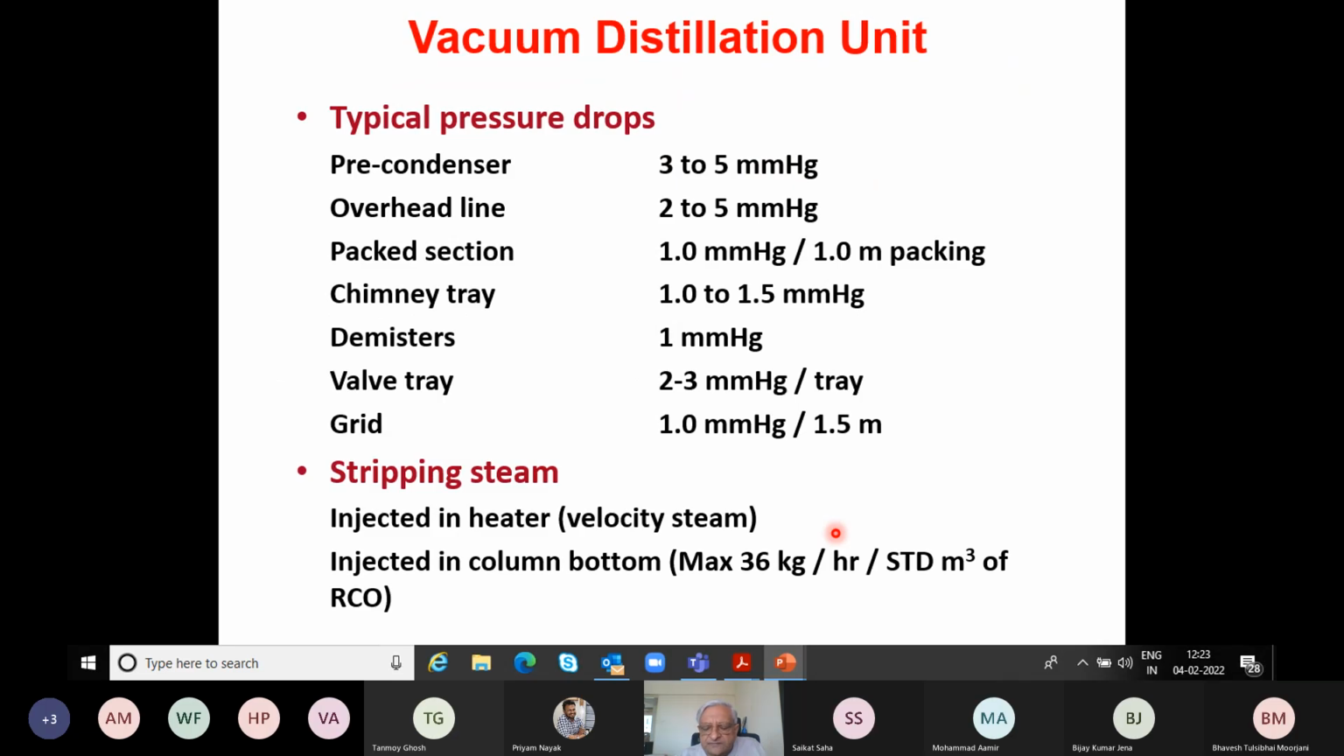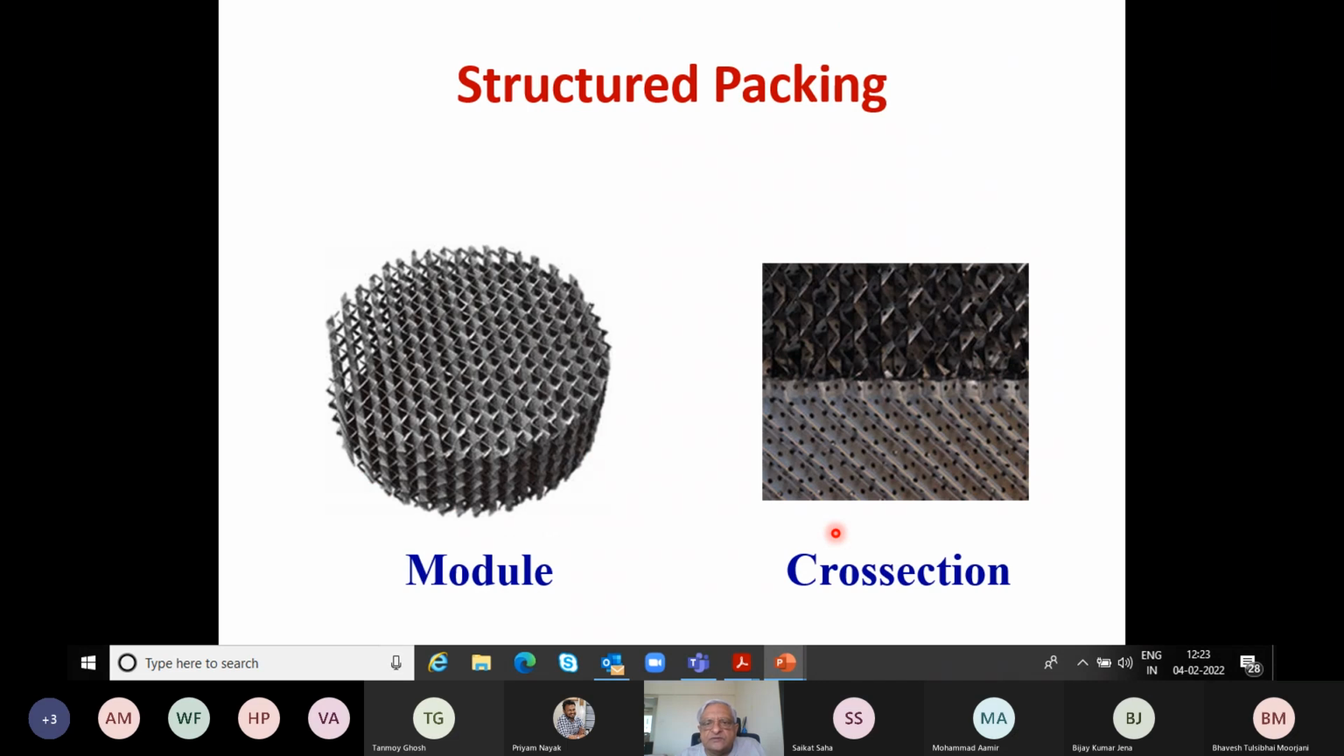I think I'll skip this slide, but what is important to know is what is structured packing. It is not new. It has been around in the industry, but relatively new, I would say. I think this invention took place while I was in EIL, Engineers India Limited. Somewhere around 84, 85, structured packings got introduced to actually reduce the pressure drop.